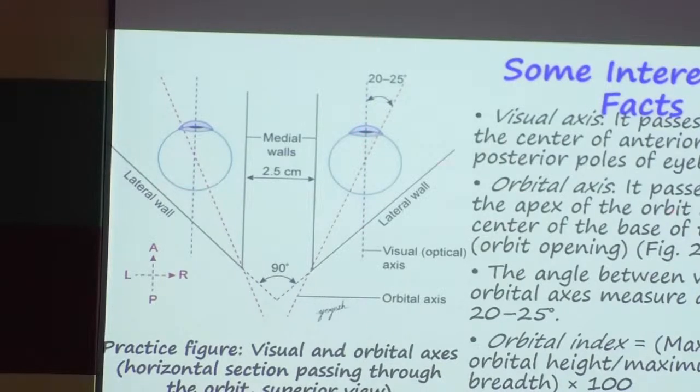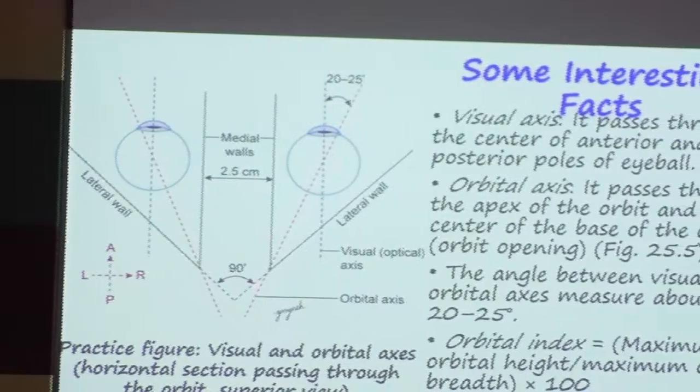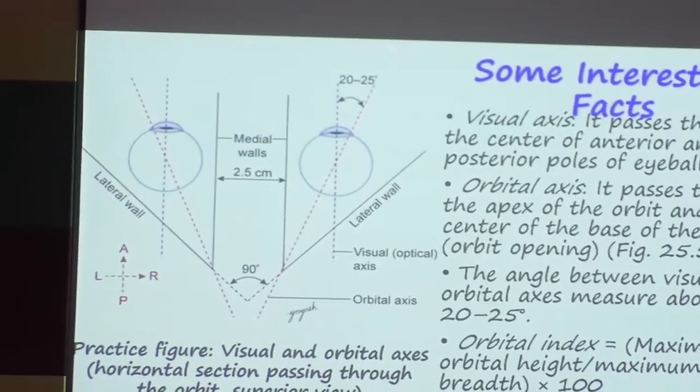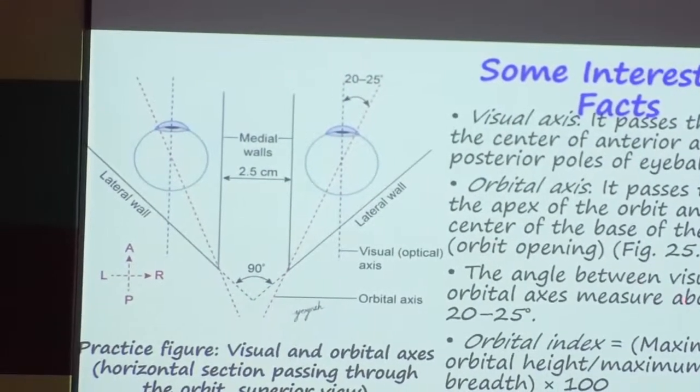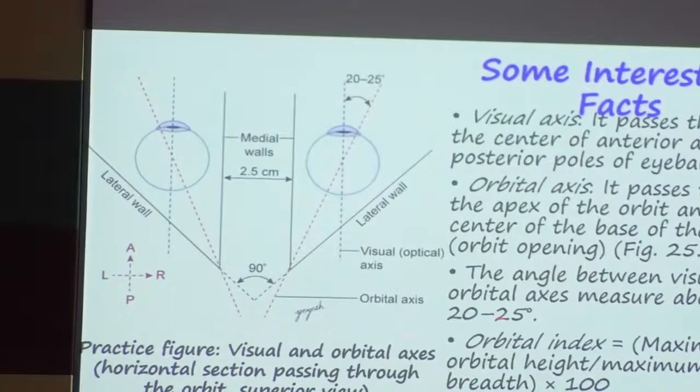Orbital axis passes through the apex of the orbit and the center of the base of the orbit here. This red line is forming the orbital axis. So these two are different. You can see visual axis and orbital axis, the orbital axis passing through the apex of the orbit and mid of the base. And the angle between the visual and orbital axis measures about 20 to 25 degrees.